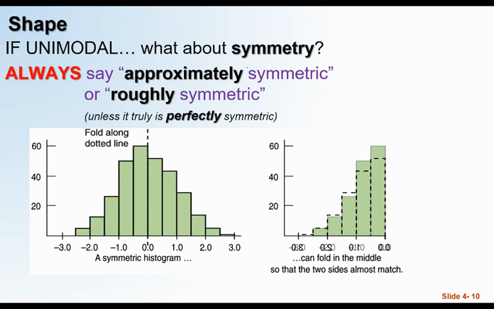So if it's unimodal, what about symmetry? We always say roughly symmetric or approximately symmetric, unless you happen to know that it's perfectly symmetric. There are a lot of these descriptors where we're going to put in roughly or approximately or fairly just to save ourselves from a lot of criticism. So when we fold this, you can see it's not perfectly symmetric, but it is roughly symmetric.